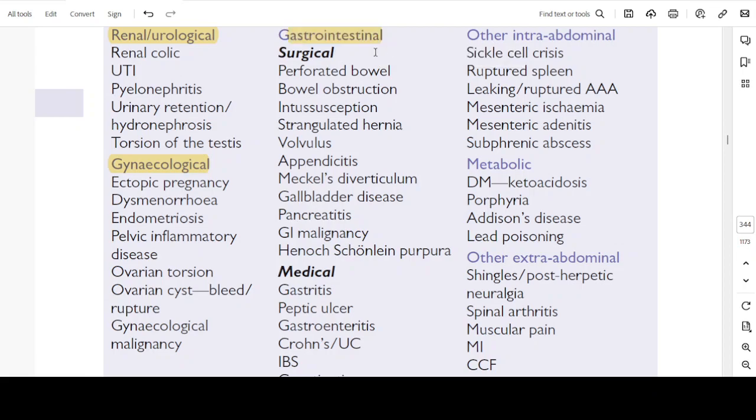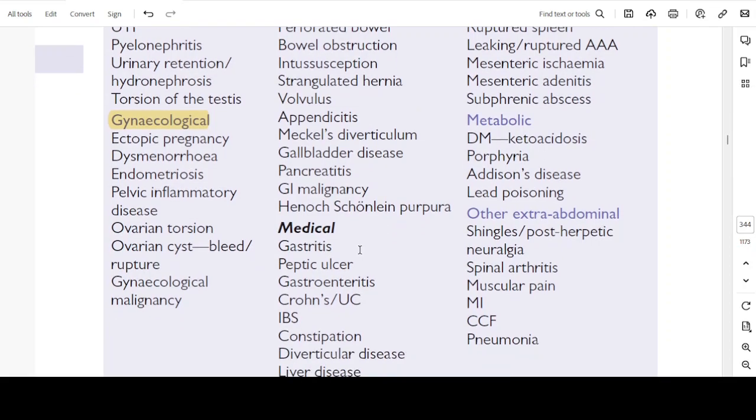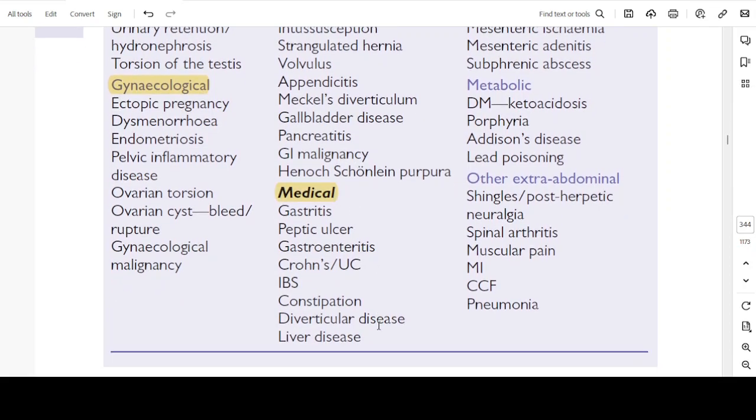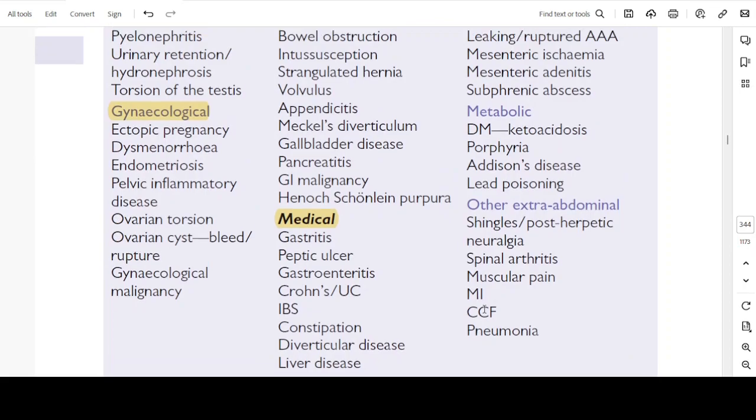Gastrointestinal causes could be surgical or medical. Surgical could be a perforated bowel, bowel obstruction, intussusception, strangulated hernia, volvulus, appendicitis, Meckel's diverticulum, gallbladder disease, pancreatitis, GI malignancy, Henoch-Schönlein purpura. Medical: gastritis, peptic ulcer disease, gastroenteritis, Crohn's or ulcerative colitis, IBS, irritable bowel syndrome, constipation, diverticular disease or liver disease.